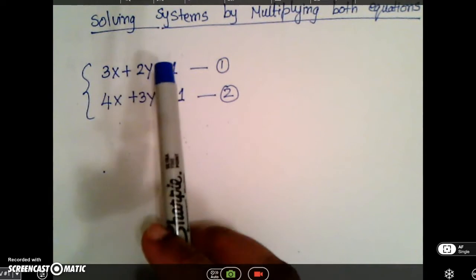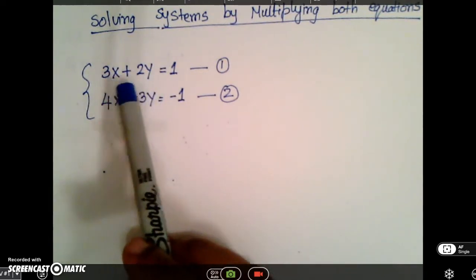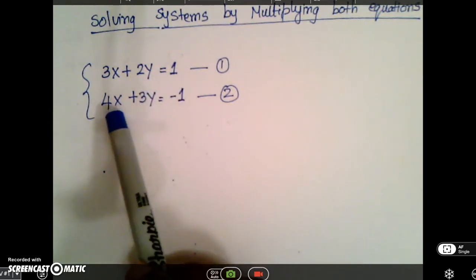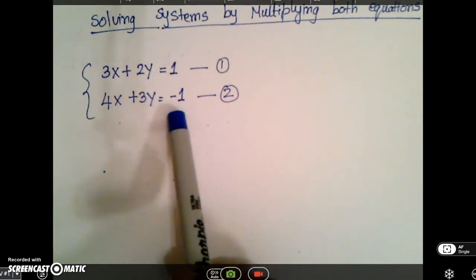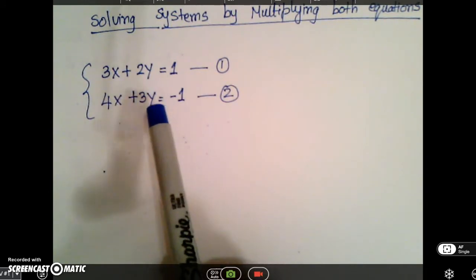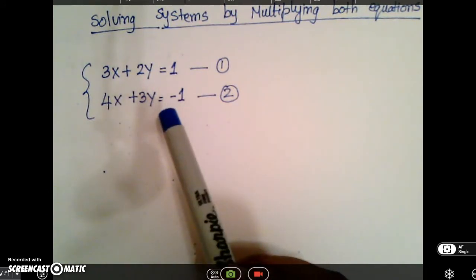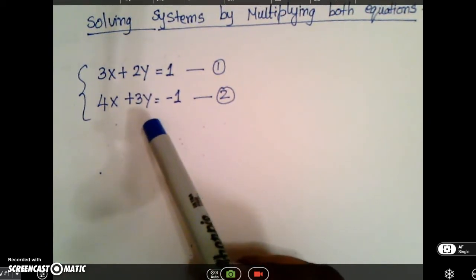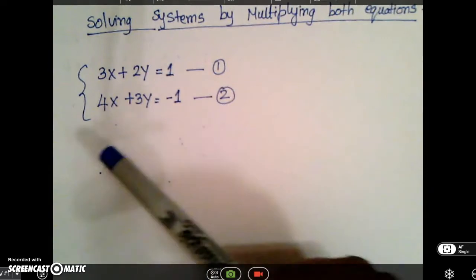So let's take a look at this system. 3x plus 2y is equal to 1. 4x plus 3y equal to -1. So when I look at these two equations, I cannot eliminate any of the variables by just simply adding the two equations or subtracting the two equations. None of them will get eliminated.